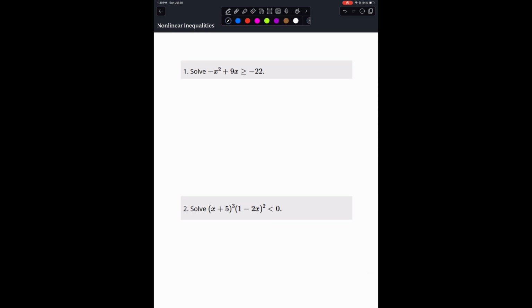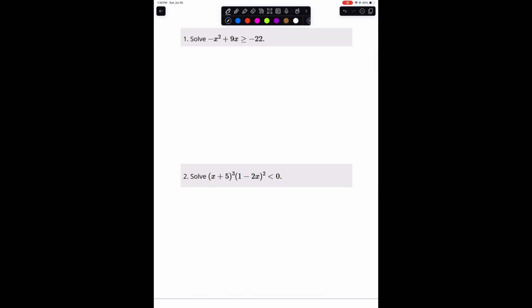Alright, so let's start with the first question. We have negative x squared plus 9x greater than or equal to negative 22. We always want to zero out one side, so I'm going to bring this one over here because it makes more sense to me. So we'll have 0 greater than or equal to x squared minus 9x minus 22. If you prefer variables on the left side, you can just flip everything around: x squared minus 9x minus 22 less than or equal to 0.